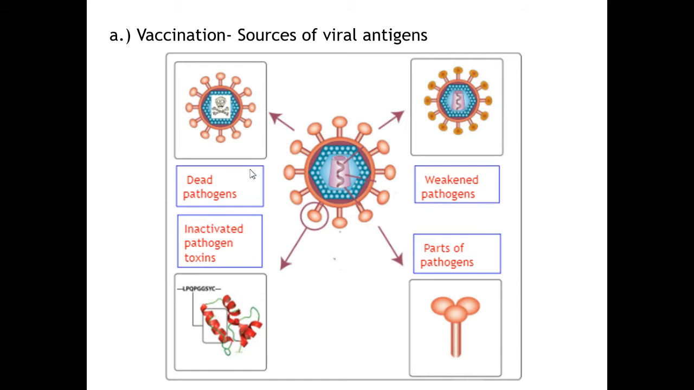The bottom two options are inactivated pathogen toxins or parts of toxins. We can either inactivate the proteins and molecules that the virus would normally produce to give us an infection, or we can just take the parts of the pathogen and expose our body to that. So you don't need the whole virus itself in order to generate immunity. You can just take some of its proteins that normally expose our body to during an infection.